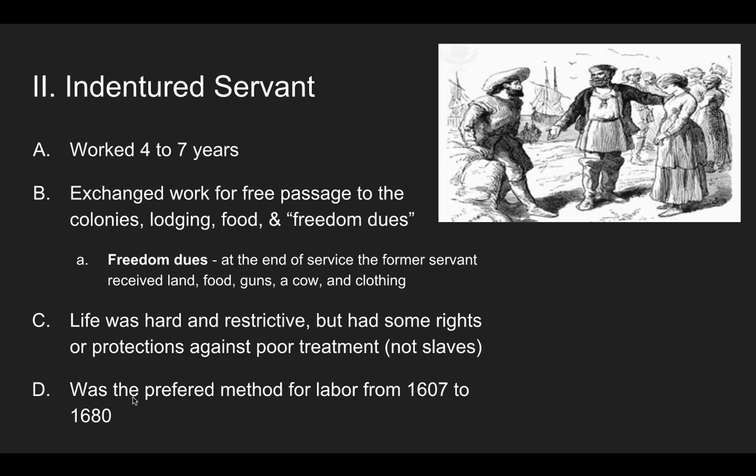And uppercase D, indentured servitude was the preferred method for labor from about 1607, which is when Jamestown was founded, to 1680. So we're getting closer to the 1700s here of the colonial period. So this is when the United States hasn't even formed yet. It's when places like Virginia are still English colonies under English rule, like we talked about leading up to the Revolutionary War.